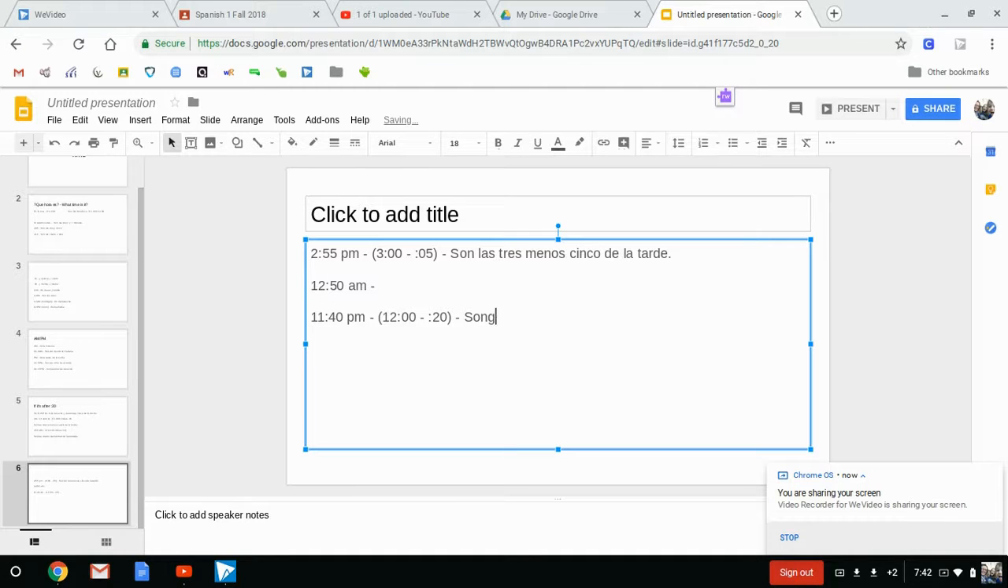We're saying 12. So son las 12, and then menos 20. PM, if it's 12, it's almost, let's see, 11:40 p.m. That's actually almost 12 a.m. But 11:40 p.m. is definitely nighttime. So we're going with de la noche. So that was a little bit tricky there.